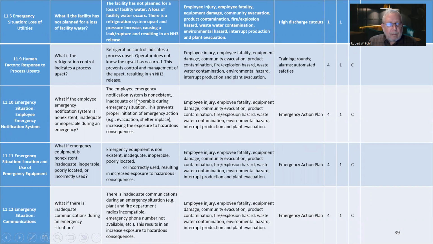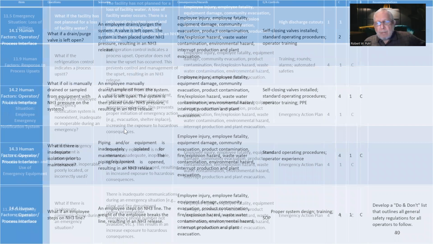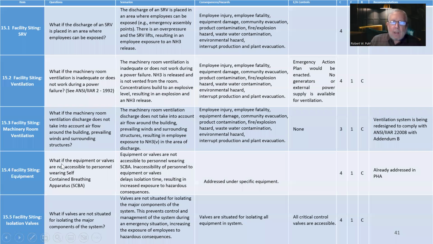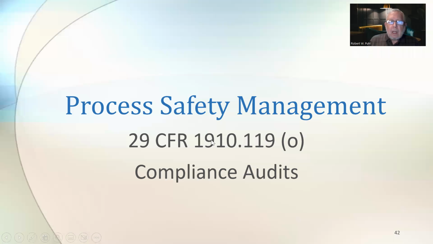Here's your employee emergency system is non-existent, inadequate, or inoperable during emergency situations. This prevents proper initiation of emergency action, increasing the exposure, and then of course your control is your emergency action plan. And so that's what a process hazard analysis is. You come up with as many things that you think could go wrong. Remember, like FMEA, the failure analysis. How many things could go wrong, and if it does go wrong, what could happen? And then you find out how you can prevent that from happening.